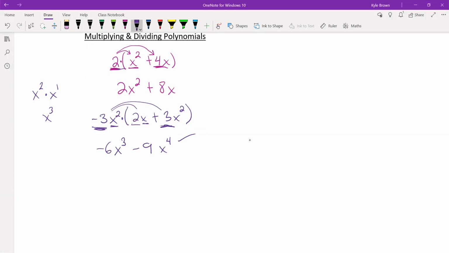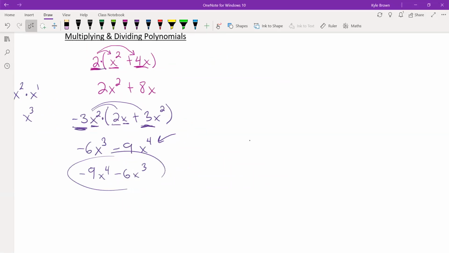Technically, we should put it in descending power of x though. We want our biggest exponent out front. So I'm just going to flip this around. I'm going to call this instead negative 9x to the 4 and then minus 6x to the 3. All right, that's the same thing. I just moved it around. Okay. All right, so that's multiplying.